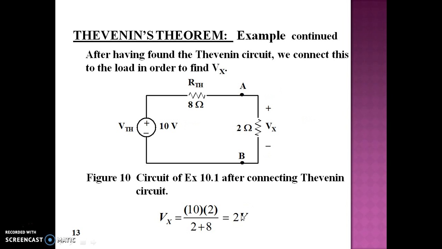Now the final step is to connect the Thevenin equivalent circuit, that is 10 volt in series with 8 ohm, to the terminal AB, and we have to connect the resistance which we removed earlier, that is a 2 ohm resistor. Now it is very easy to find the voltage across 2 ohm resistor and whose value is 2 volt. Thank you.